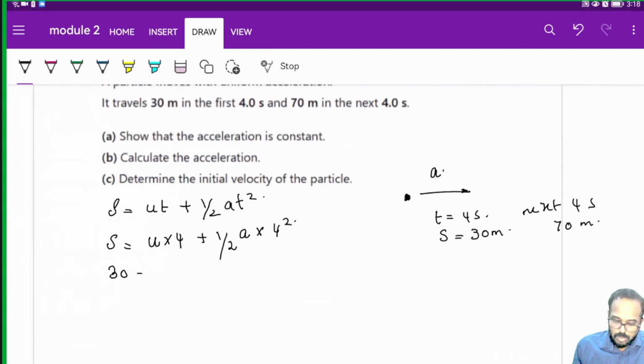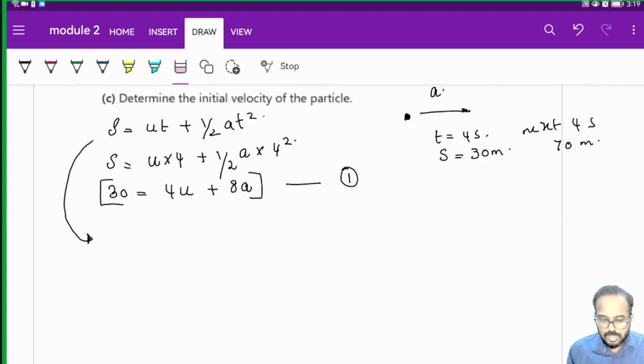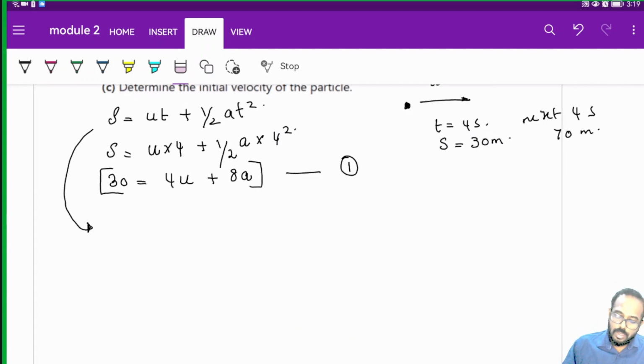So 30 meters is equal to 4u plus 16 by 2, so 8a. So you got this equation for the first time duration, 4 seconds. Understand this question carefully. Second situation, next 4 seconds. For the next 4 seconds, you don't take the time as 4 seconds. The time will be 4 plus 4, 8 seconds. So the total time will be 8 seconds.